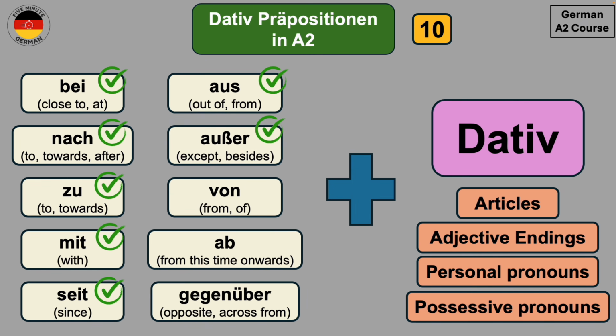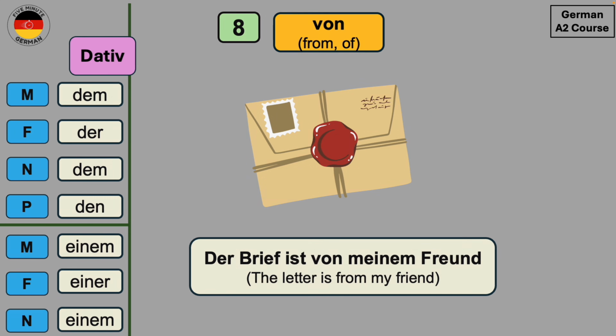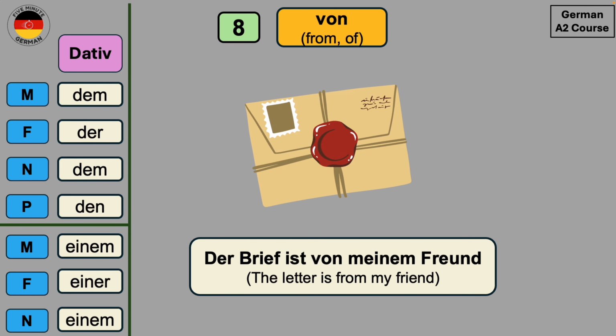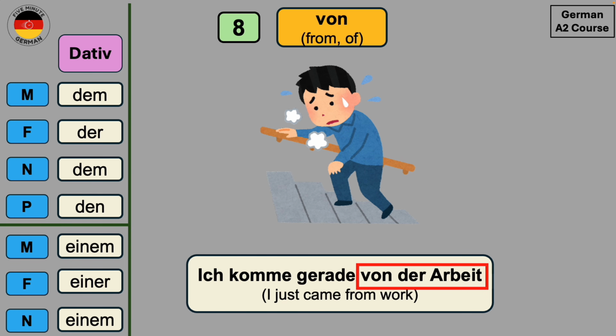The next preposition is von, which means from or of. So an example will be, der Brief ist von meinem Freund. The letter is from my friend. So you see, after von, we have used the dative possessive pronoun, which is meinem. Another example can be, ich komme gerade von der Arbeit. I just came from work. So you see, over here we have also used von.